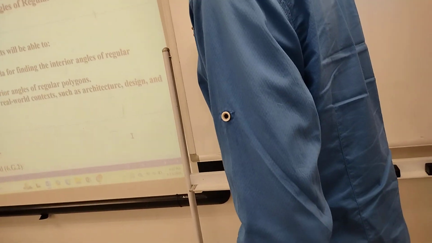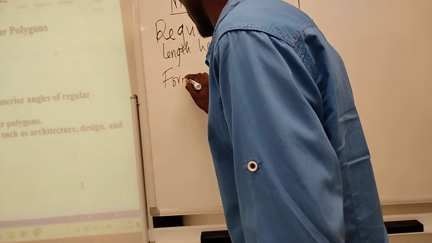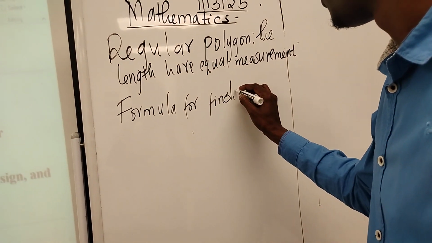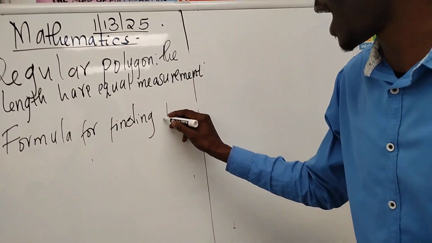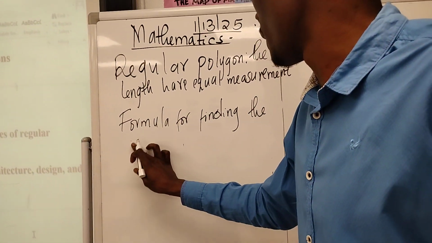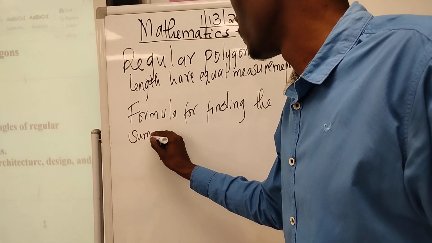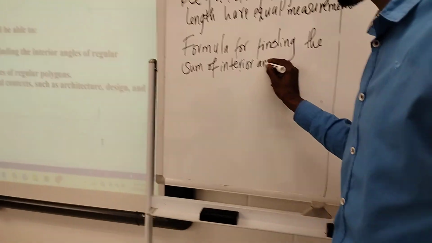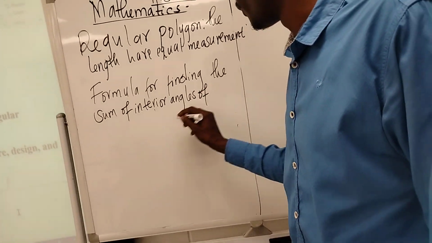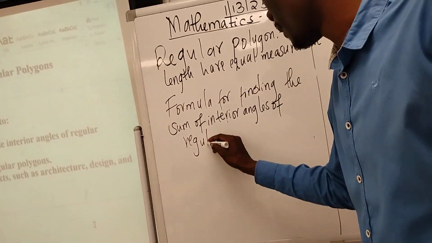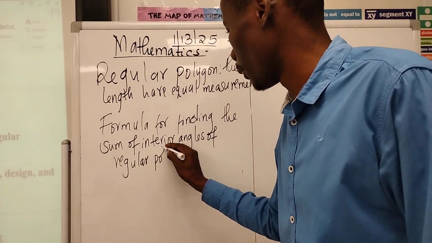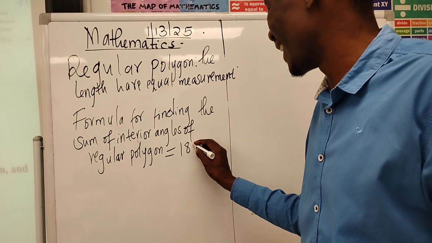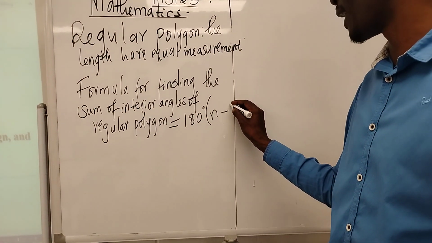Now, what is the formula for finding the sum of interior angles of regular polygons? Then I'll go ahead and highlight on a number. So what is the formula? The formula is 180 degrees into bracket n minus 2.